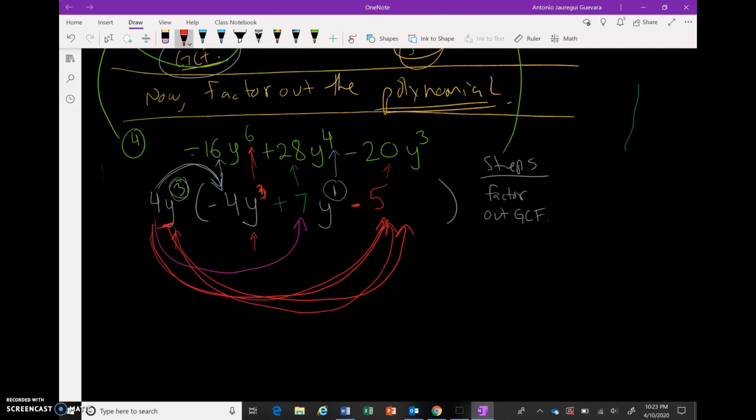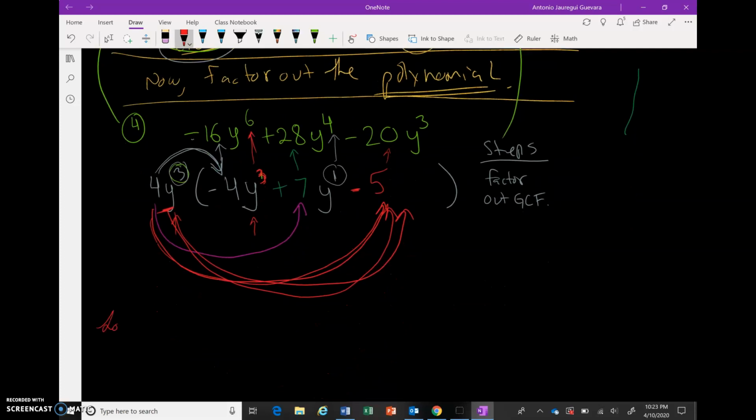So my factored out polynomial is 4y cubed times (4y to the power of 3 plus 7y to the power of 1 minus 5).